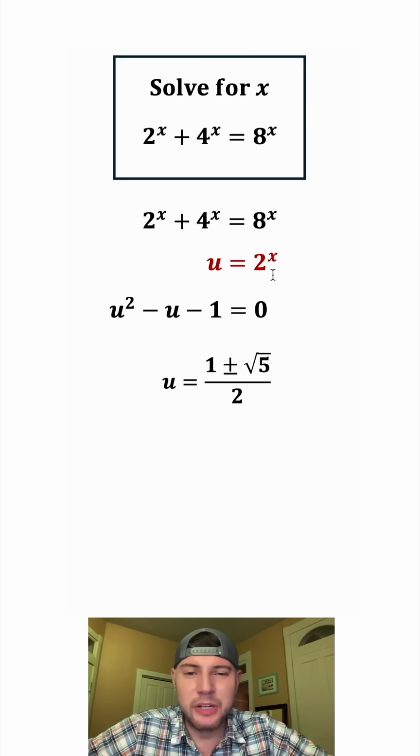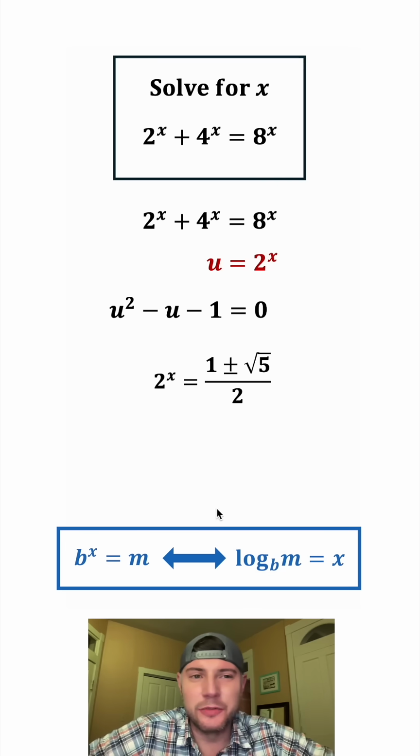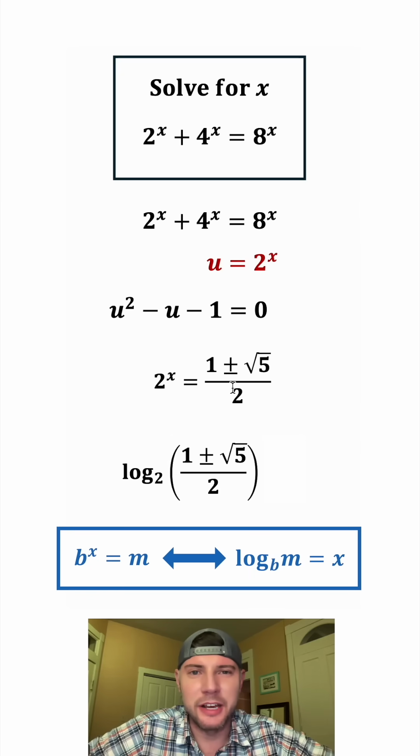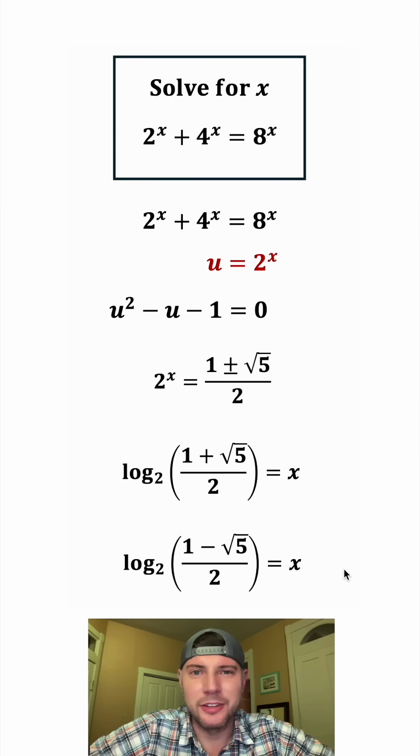And now we can re-plug in the 2 to the x for the u. Anytime you have the variable in the exponent, it's easiest to solve using logarithms. Here are the notes of rewriting something from exponent form to log form. So we can write log, and then the base of the exponent is the base of the log. And then this is the argument of the exponent, and that's going to be equal to x. I just noticed the plus minus here, so there's going to be 2 separate logarithms. There'll be one for the plus and one for the minus.